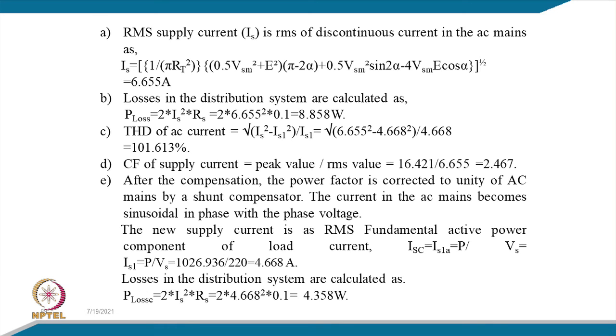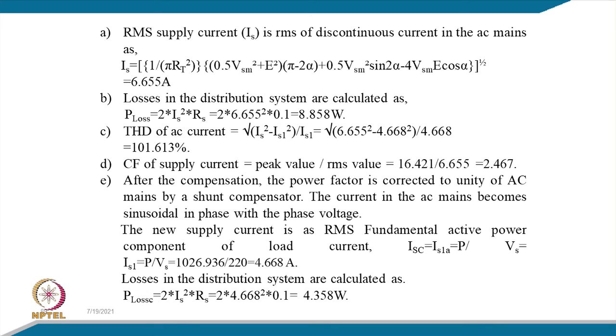The THD of the current, if you put the values here, comes around 101.61%. So, you can see this total harmonic distortion is more than 100%. Such a distortion is there in such a waveform because it is only conducting for less than 60 degree. The crest factor of the supply current, peak upon RMS value, is 16.421 divided by 6.655, that is 2.46.